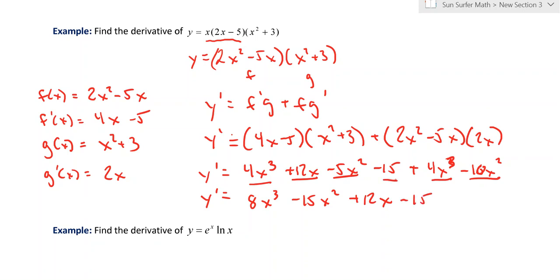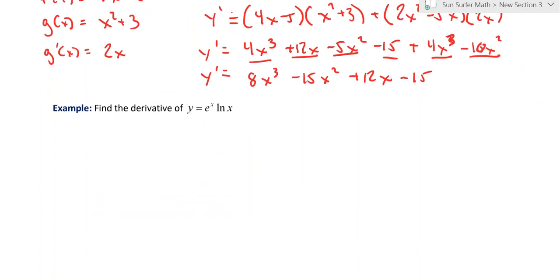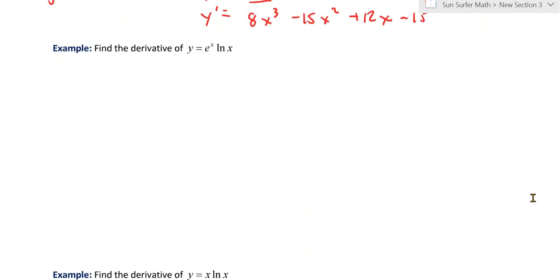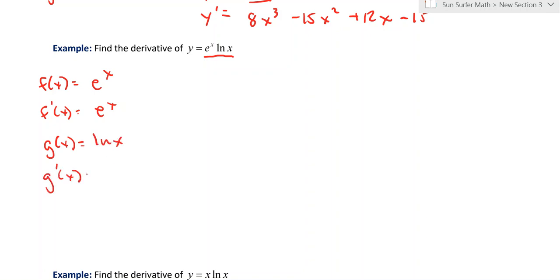In the next example, we have some transcendental functions. We learned how to find the derivative of e to the x and the log of x. So notice that these are being multiplied together. So let's let f of x be equal to e to the x. And so remember, the derivative of e to the x is simply e to the x. G of x will be the log of x. And so the derivative there is 1 over x.